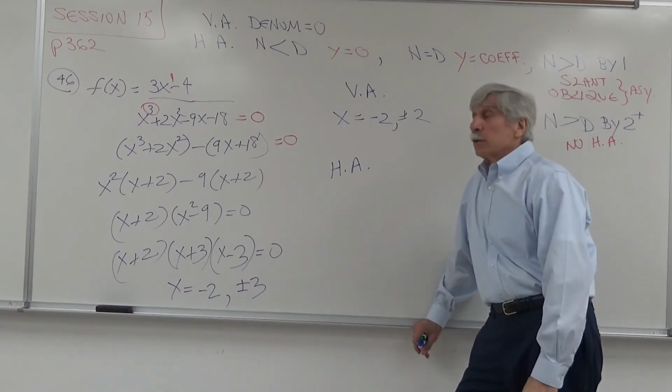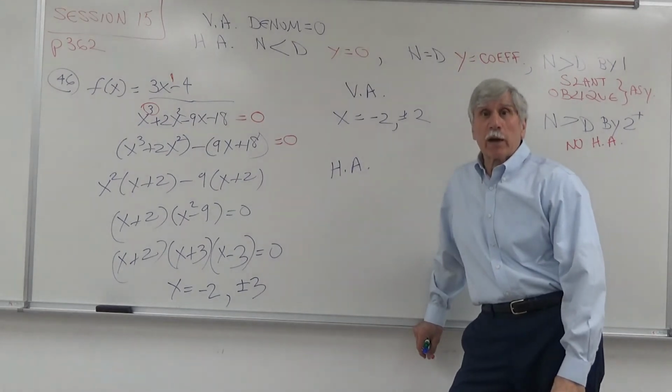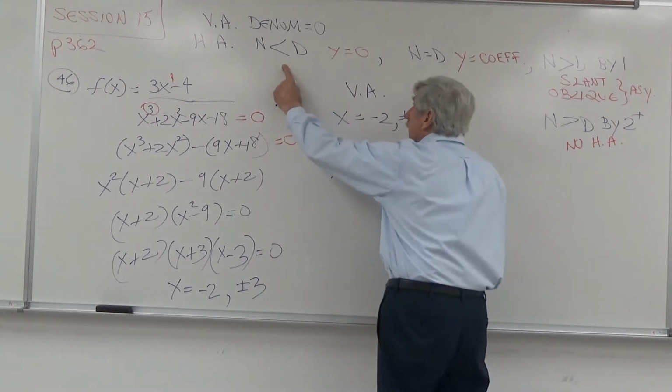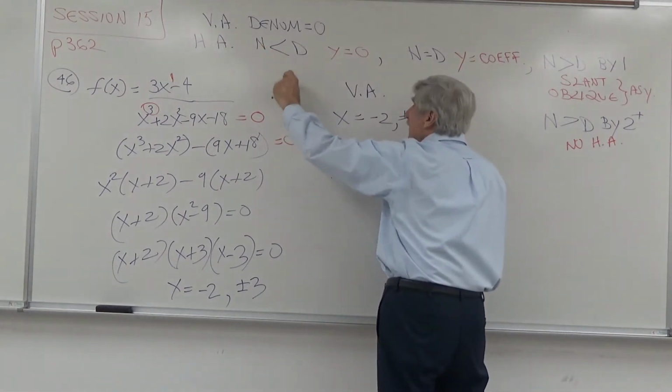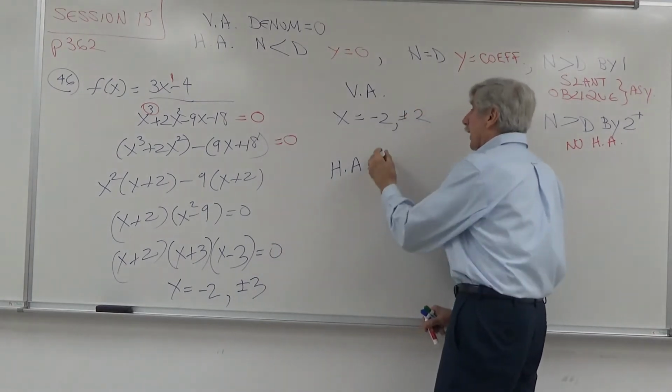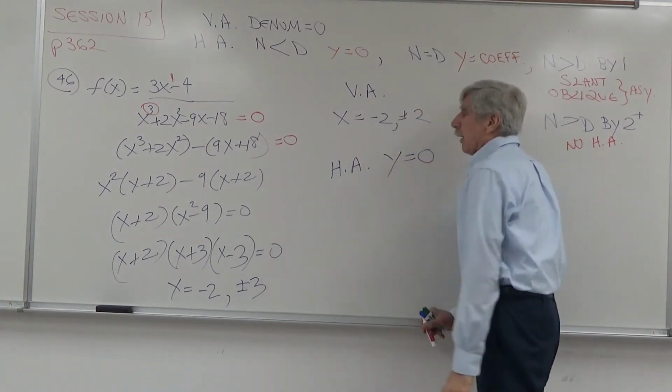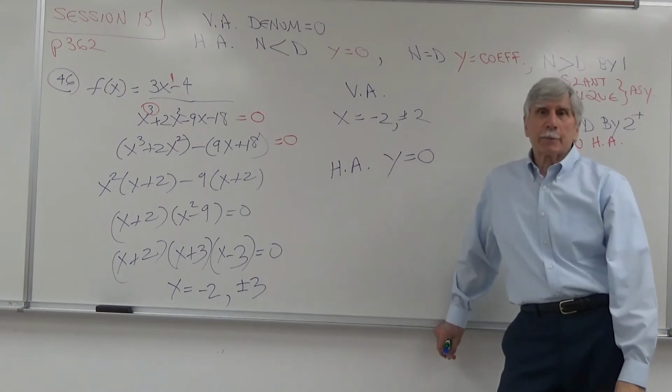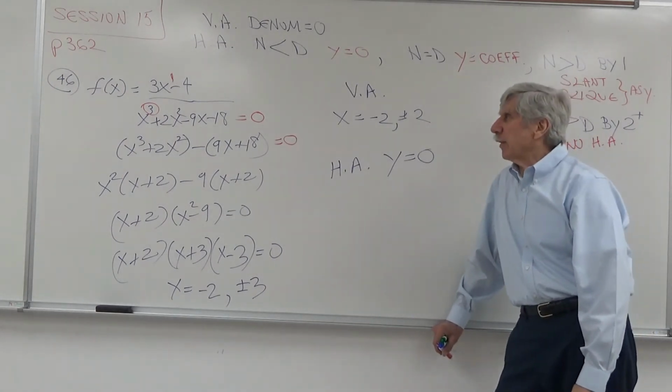The degree of the numerator looks like it's smaller than the degree of the denominator. In that case, this should hold: if the degree of the numerator is less than the degree of the denominator, y equals 0, or the x-axis, is going to be our horizontal asymptote. So in this case, we found both of them.